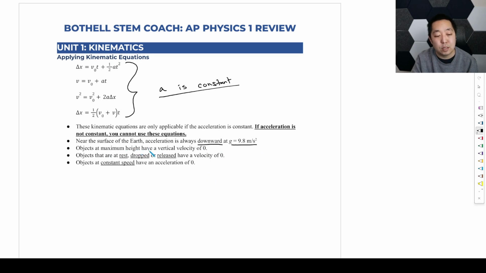A couple of facts: at maximum height, we have a vertical velocity of 0. That's because it's no longer going up. When you transition from going up to going down, you change the sign or the direction of the motion. That is when the velocity is going to be 0. At rest, or if it's dropped or released, we also have a velocity of 0, and constant speed has an acceleration of 0.